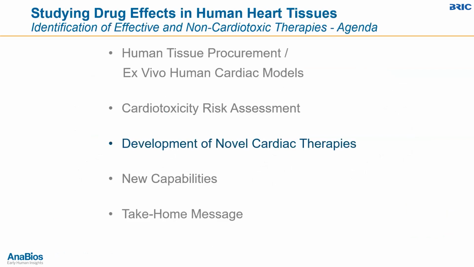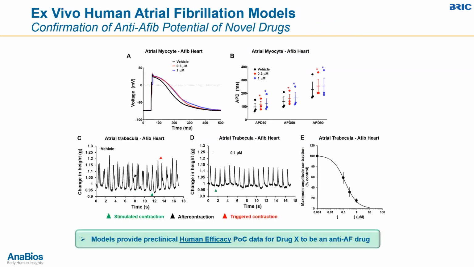Now I will show you how the model can be used to develop novel cardiac therapies. The first example that I will show you is a drug X that has been developed to treat atrial fibrillation. As you know, for atrial fibrillation, you need a compound that shows atrial selectivity, but at the same time, the compound should not affect the ventricle function and should not be associated with proarrhythmic potential.